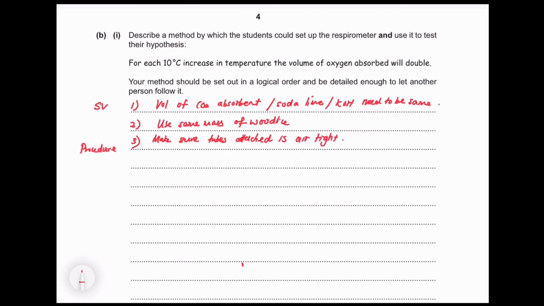And another important thing to note here is we make sure that the dye is placed at the end of the capillary tube. And before we actually start measuring the result, we make sure that the wood lice can equilibrate to the temperature. So we can actually mention that the whole experiment setup or the apparatus is placed into the water bath.